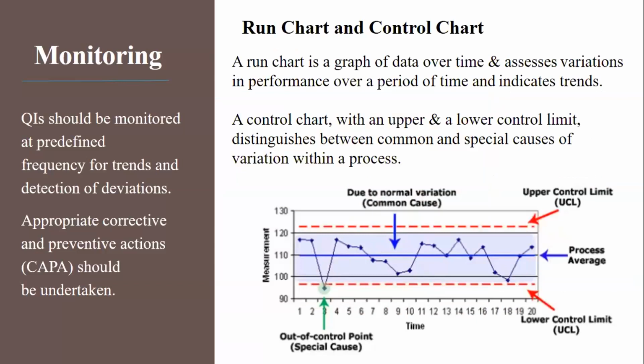Further, how do we monitor our quality indicators? Just mere collection of data is not useful. These quality indicators should be monitored at a predefined frequency for the trends and also for the deviations. And appropriate corrective measures and preventive actions are possible when we monitor these quality indicators. And this is possible by use of several statistical tools, and some of them are the run charts and the control charts. I have shown the control chart here with an upper and lower control limit, and it distinguishes between the common and the special cause variation within the process.